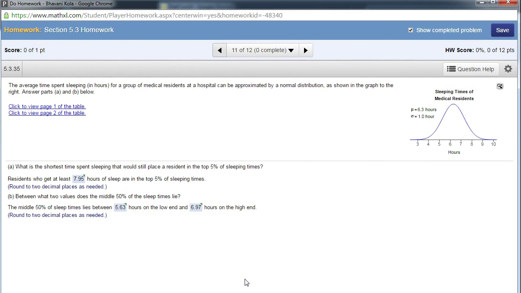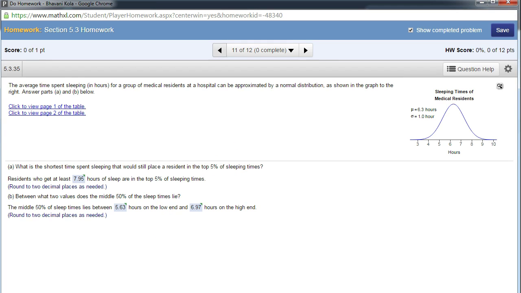Alright, the average time spent sleeping for a group of medical residents at a hospital can be approximated by a normal distribution, and the graph given below shows you the mean and standard deviation. Now the question is, what is the shortest time spent sleeping that would still place a resident in the top 5% of sleeping times? In the top 5%. So they're asking you for the top 5% here.